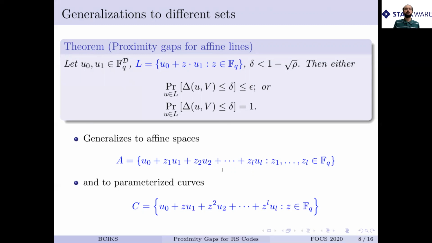If we take a random element of the affine space or of a curve, and we see that it has distance at most delta with probability greater than epsilon, then all of the elements will actually have distance at most delta, and there will actually also necessarily be correlated agreement. We also note that exactly the same error term is used for affine spaces, and for parameterized curves, the error term is increased by a factor of the degree, l, which is not that bad.